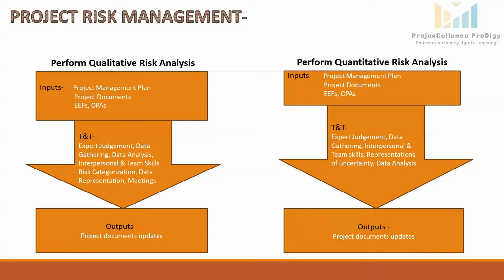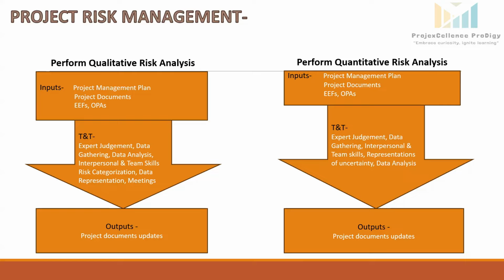Next process is perform qualitative risk analysis. In this process, we rank project risk based on how likely they are to happen and how much they can affect the project. This helps the team focus on the most important risk first. Inputs here are the project management plan. The subsidiary plan, the risk management plan, will provide the guidelines for this process, which outlines who is responsible for managing risk, what is the available budget, timeline, risk categories, and risk metrics.